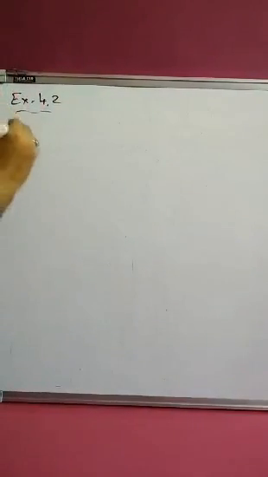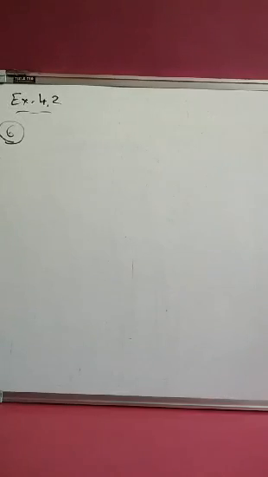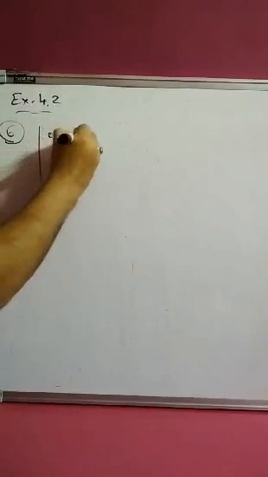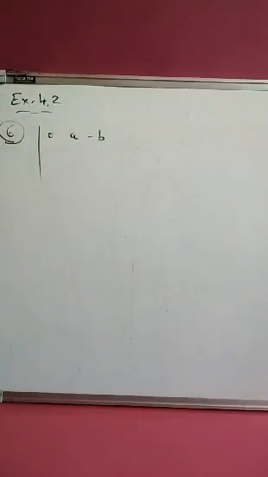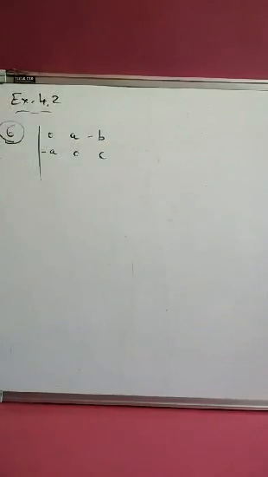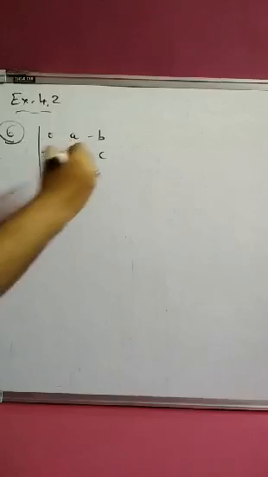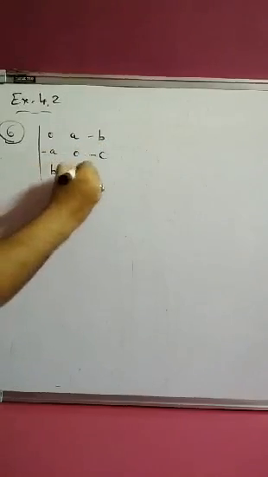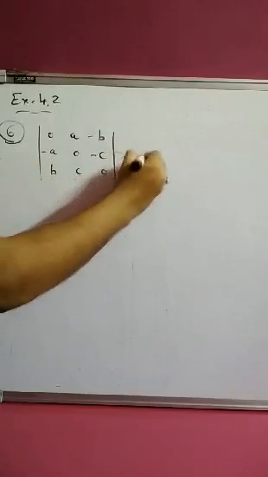Question number 6, we have to prove that the determinant with rows 0, a, minus b; minus a, 0, c; b, minus c, 0 is equal to 0.